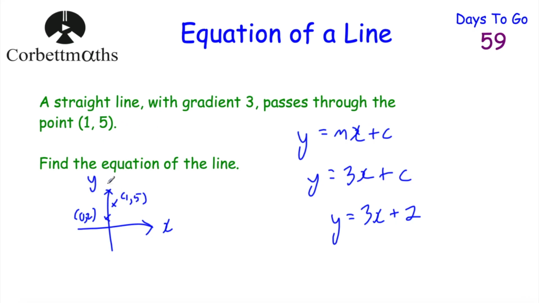We could just go back 1, down 3. If it was 2 across on something, you could go across 1, down 3, across 1, down 3, and you could find out where it crosses the y-axis. But what if this was 17 something or other? You don't want to do that 17 times. So there's another way you could find the equation of this line.